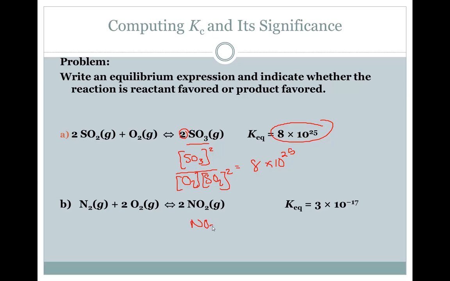The second one is NO2 to the second power because of the coefficient over O2 to the second power because of its coefficient, and N2. That equals 3 times 10 to the negative 17, which is very small, which means that the reactants are favored.